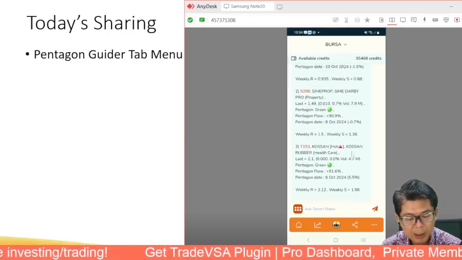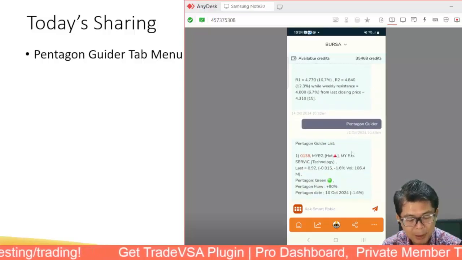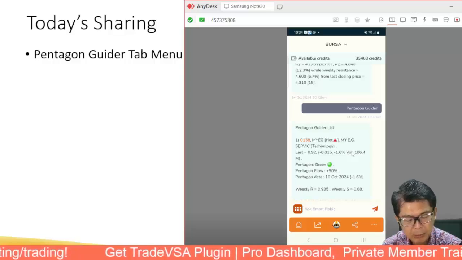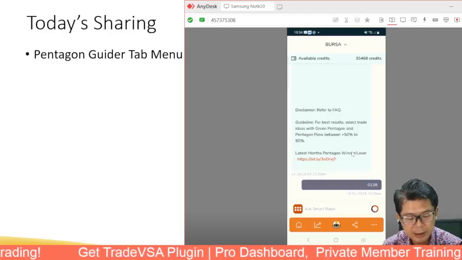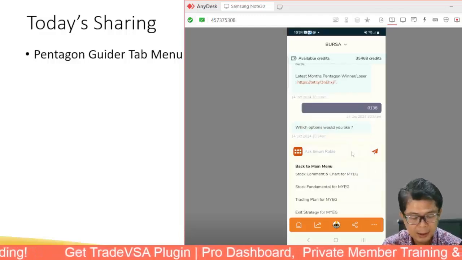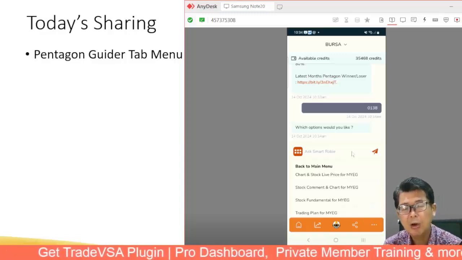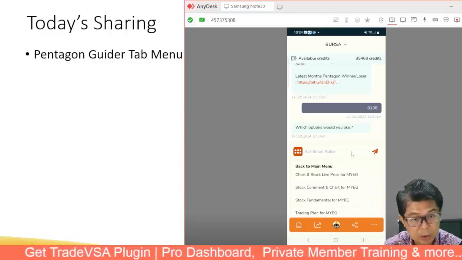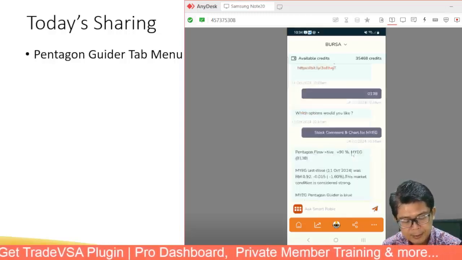Front can 85, 91, 90, 90. All right. So MYDG is turning green Pentagon too. Let's take a look at that one. So in order to look at each of these buy calls, you can click on the number 0136. It will take you to here, and then the first thing you want to look at is the condition of the stocks. Okay. Then you want to type in the stock comment and chart, right?